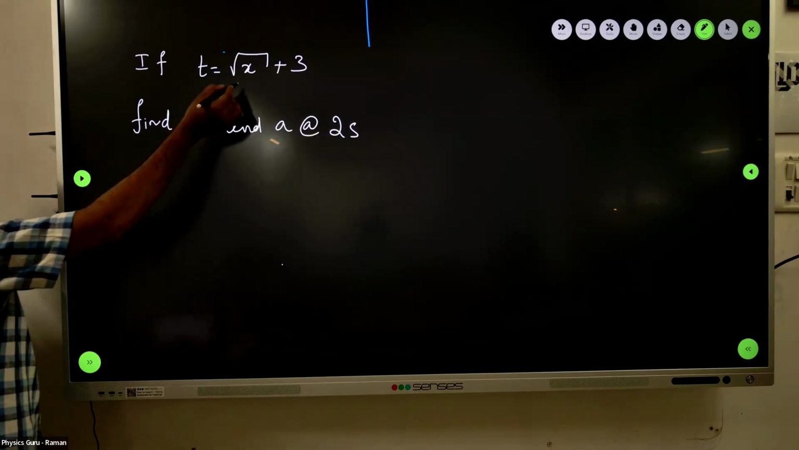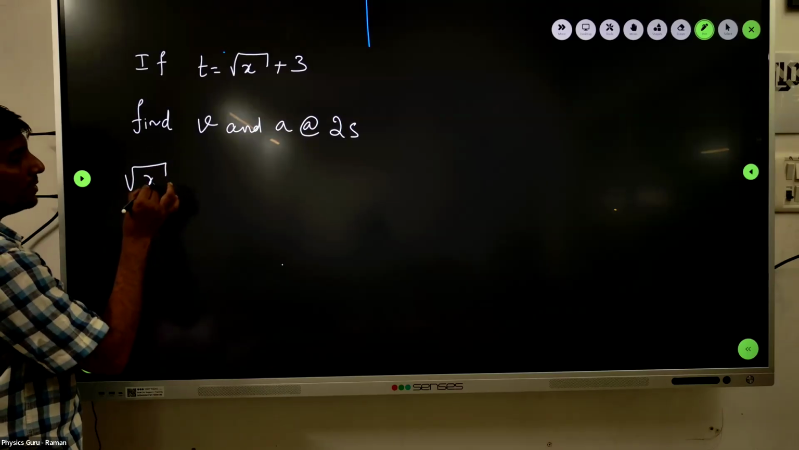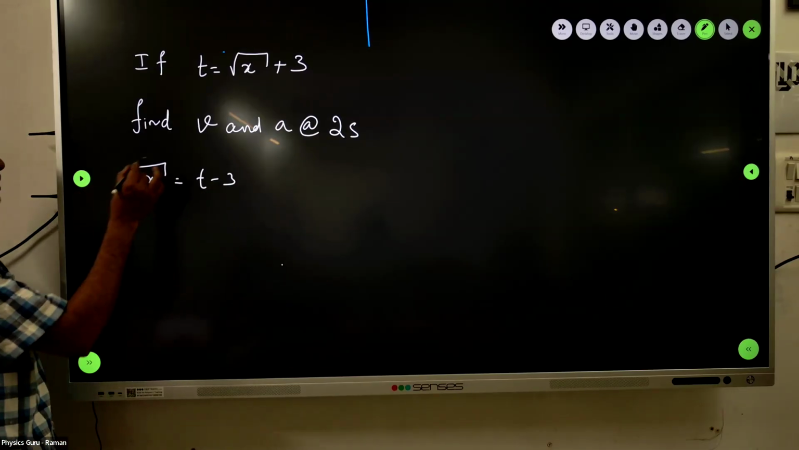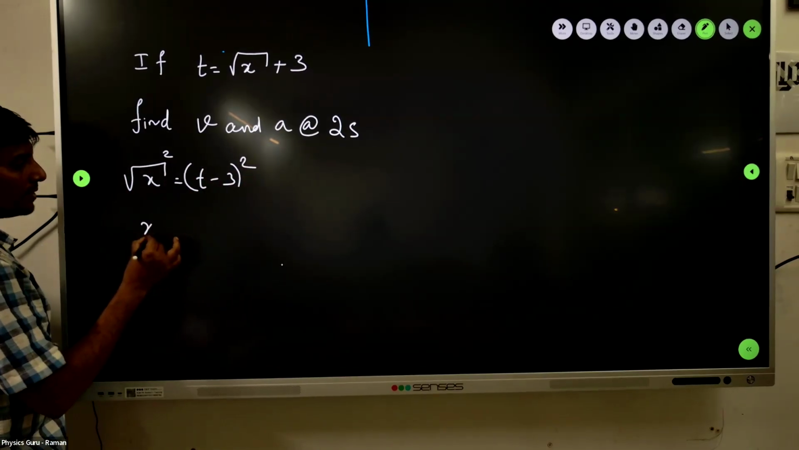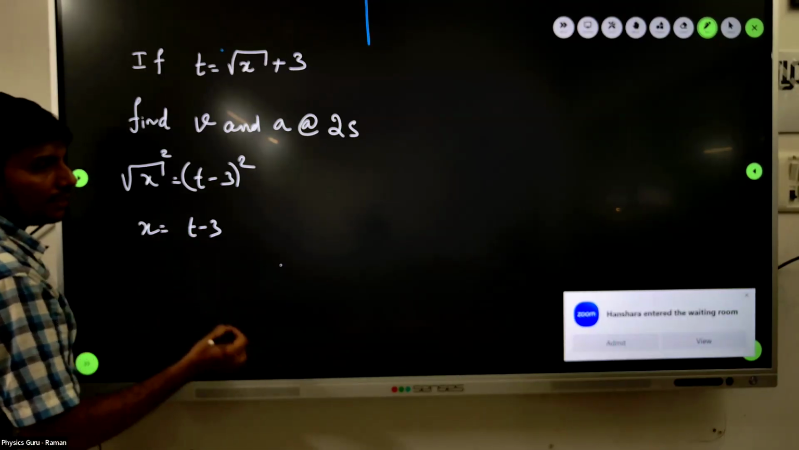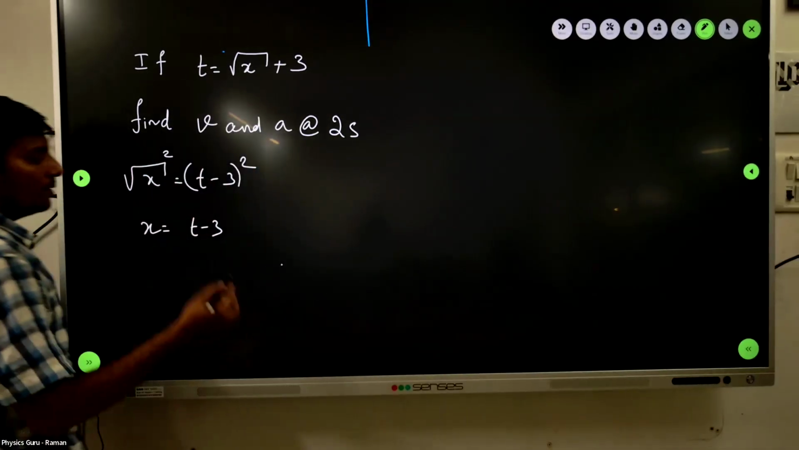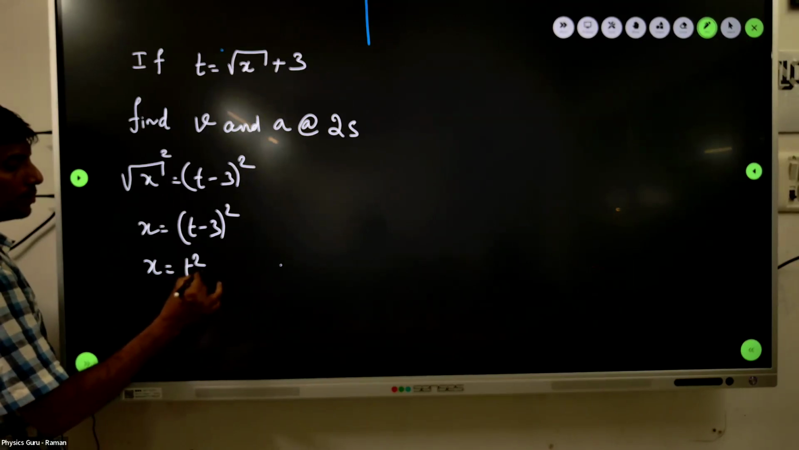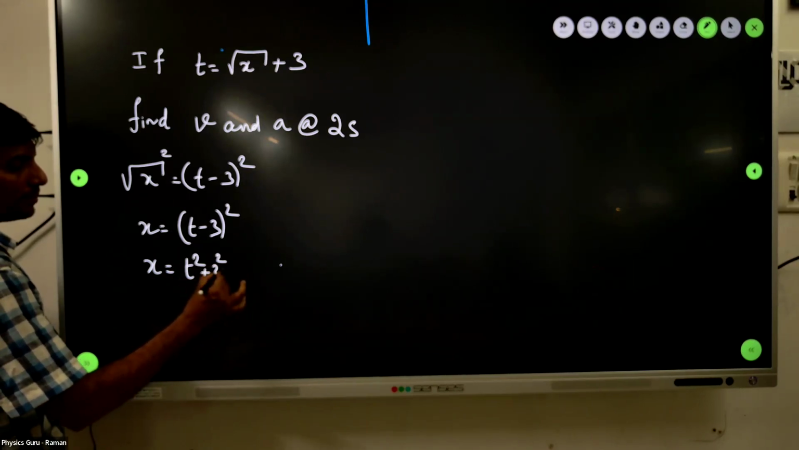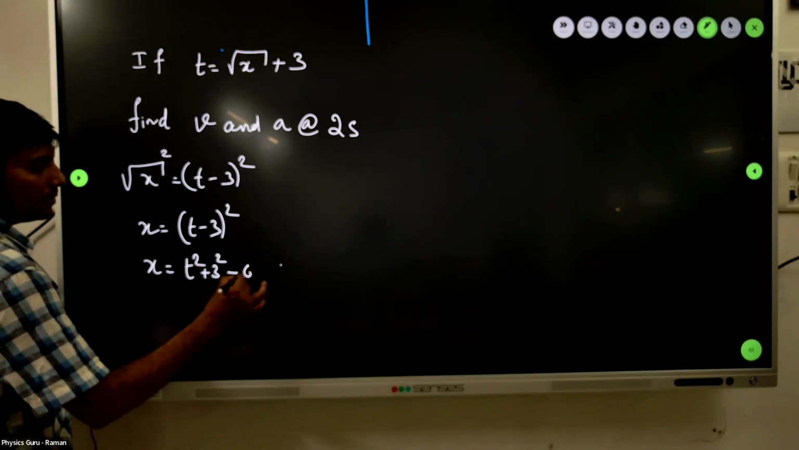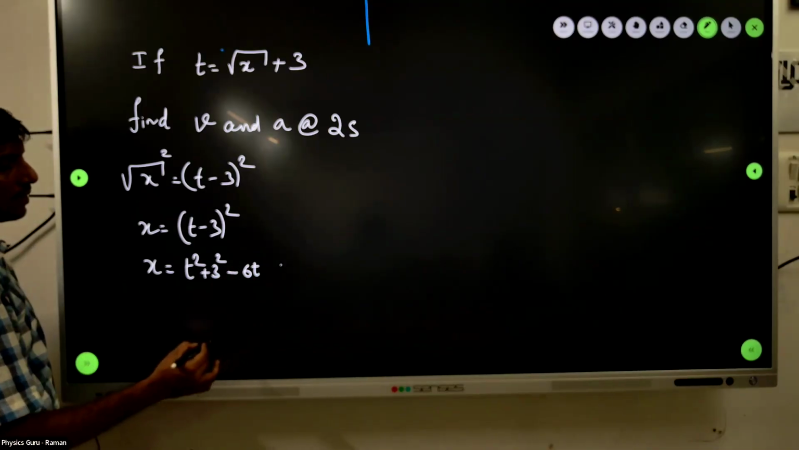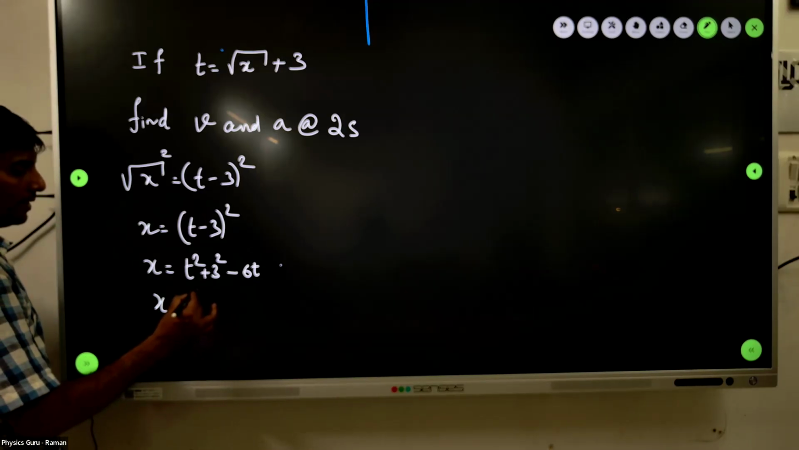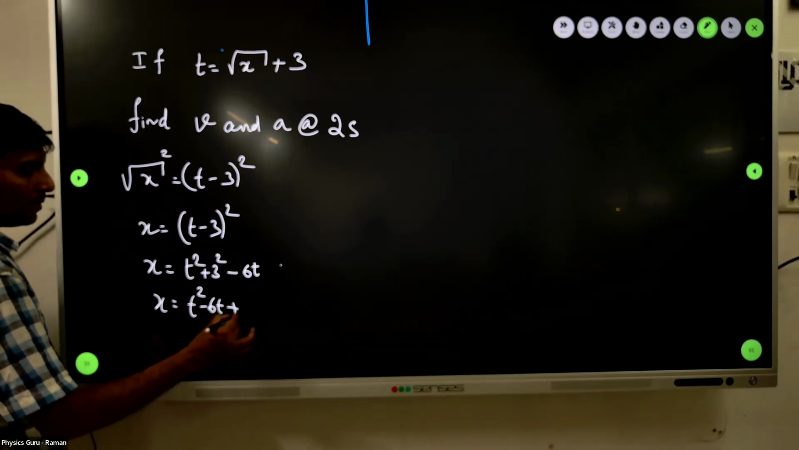Shall we try? Can I rewrite this equation as something like this? Root over x is equal to t minus 3. Now I can square on both sides. So x is equal to t minus 3 the whole square. So x is equal to t squared minus 60 plus 9. Correct? Guide me from here.